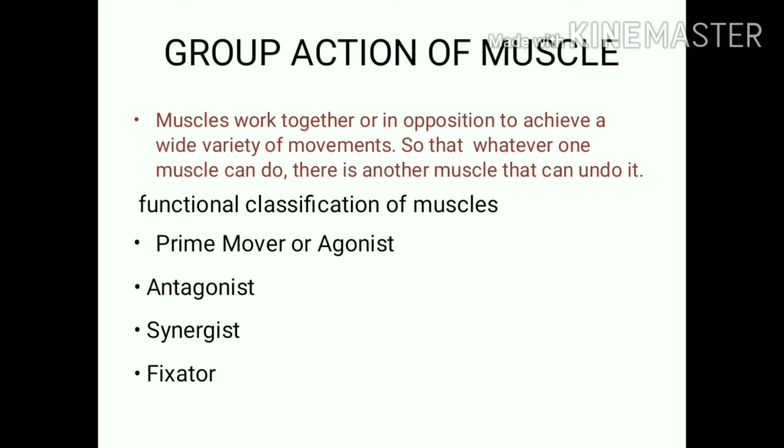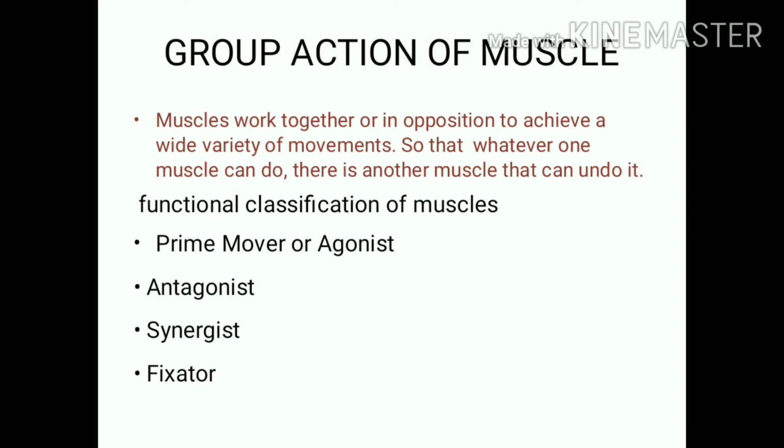So the group action of the muscle. Muscles work together or in opposition to achieve a wide variety of movements, so that whatever one muscle can do, there is another muscle that can undo it. Here is one example. Whenever we do flexion of the elbow, that is done by the biceps brachii, but if we want to extend it, then the triceps muscle will help to extend it.